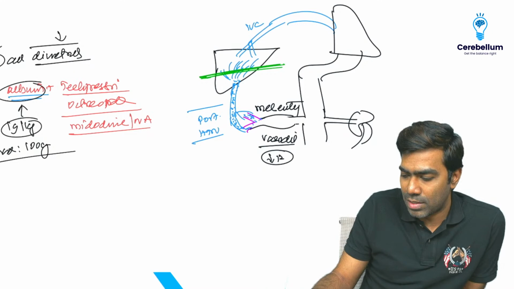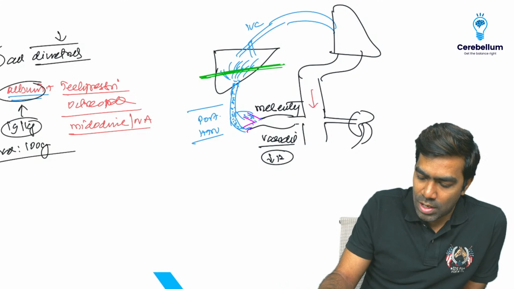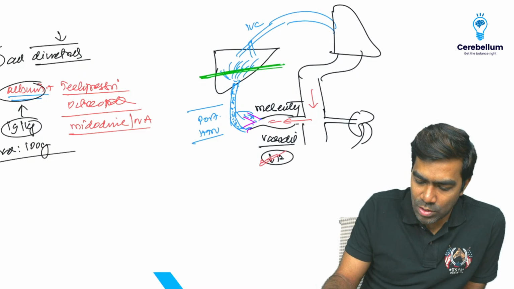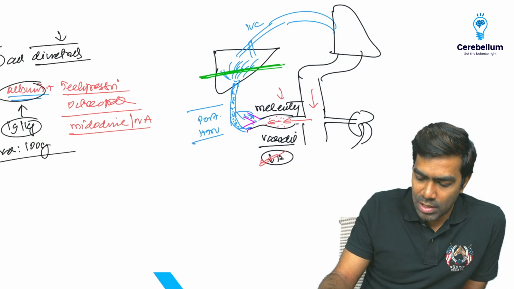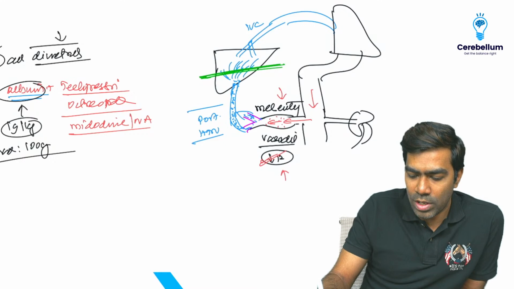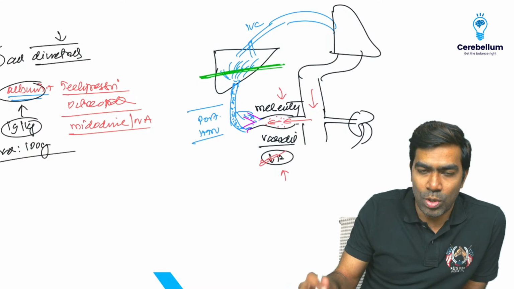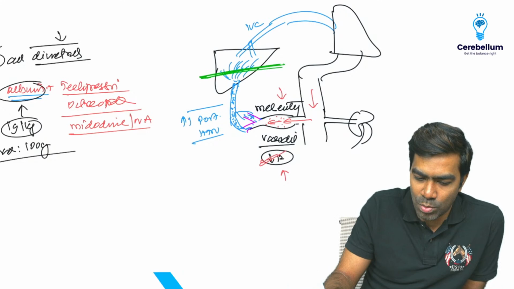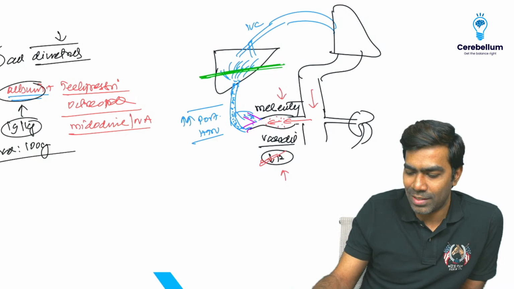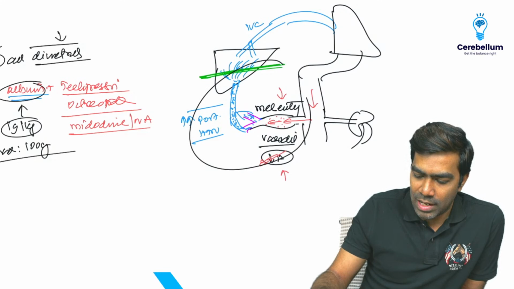So what happens now? The blood is going to come, see that it's a low resistance area, and it's going to come and pool here. Technically, the blood is coming and getting pooled in the mesenteric circulation, but it's not going out. It cannot go out because of the portal hypertension. Rather, it's pooling in the mesenteric circulation, which is going to worsen the portal hypertension. It's going to increase the portal hypertension even more.